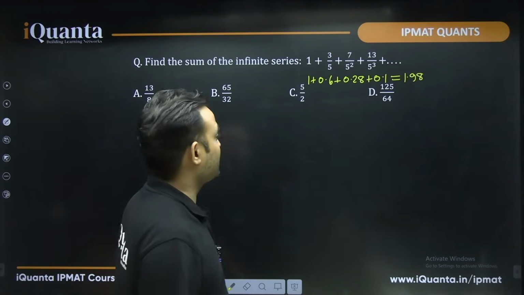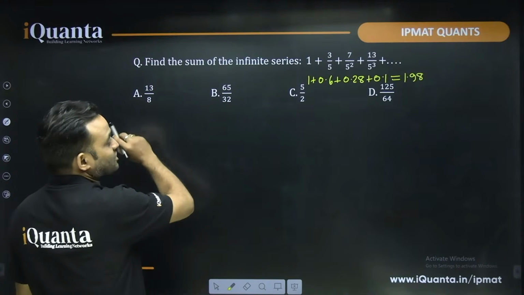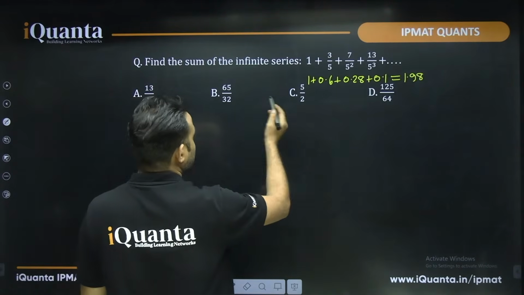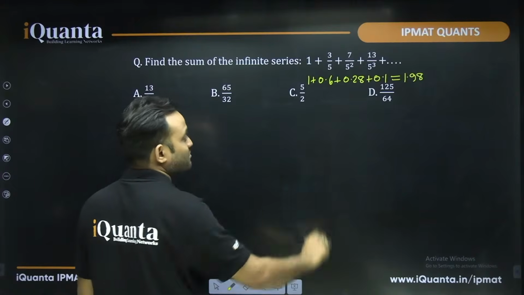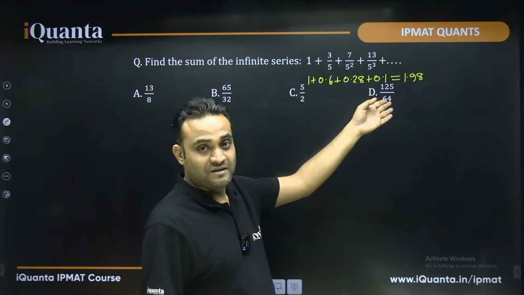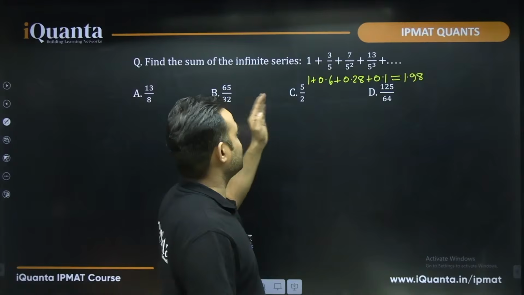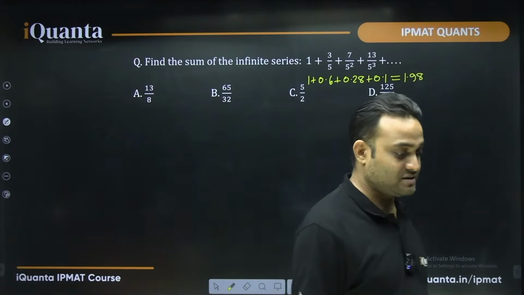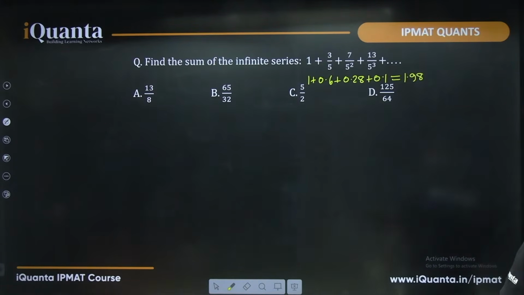So what we can do? This value is definitely not close. This value is not close. The closest values are B and D. But if you check D or B, these are very close values, right? These are very close values. So what do you think?